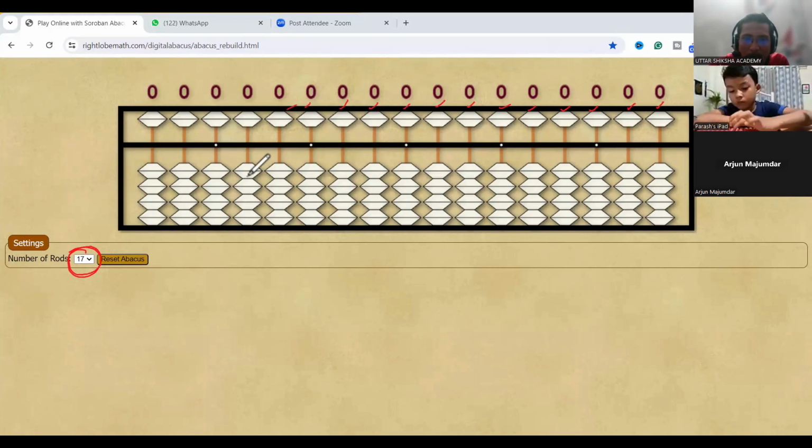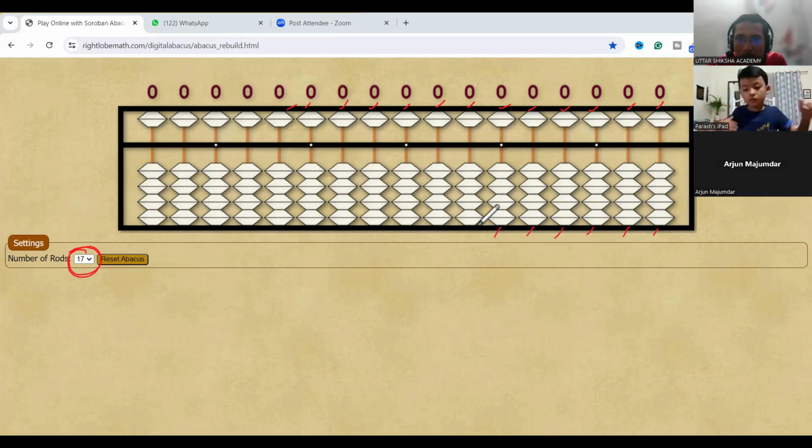All the lower beads should be touching the lower part of the abacus. And there are no beads near this beam. See, there are no beads in the middle. Is there any bead in the middle? There are no beads. So your abacus should also be in this position while you start counting. This abacus is representing number 0. There is no number in the abacus.